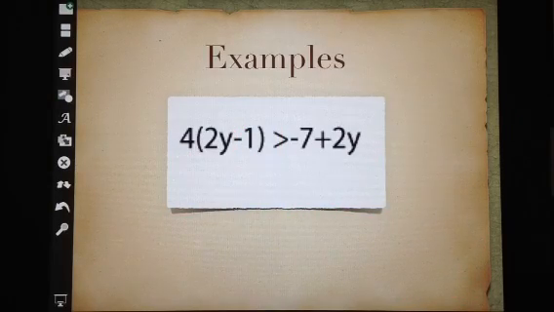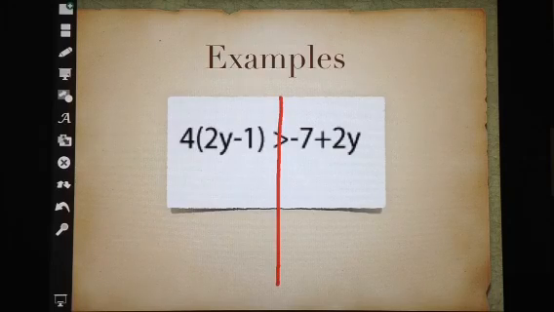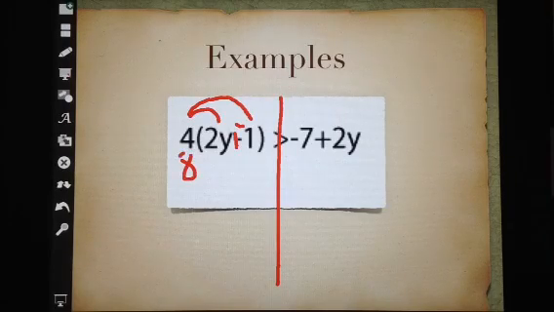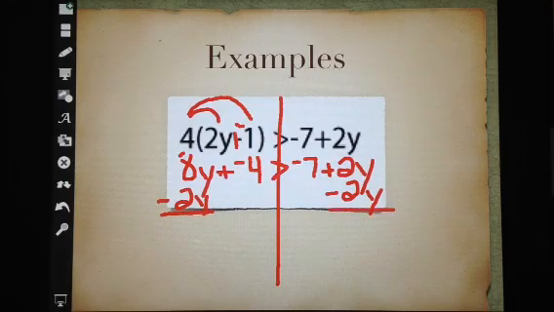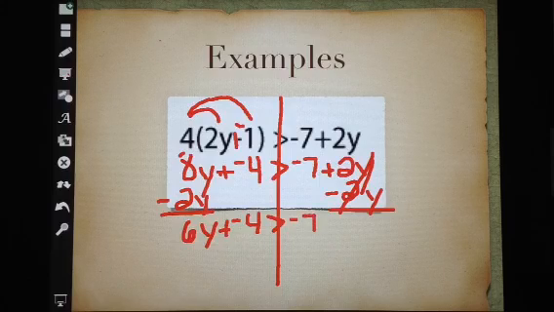Last example I want to talk about. So we draw our line. I can do some change here, and I need to do distributive first. So I have 8y plus, and then 4 times negative 1 is negative 4, greater than negative 7 plus 2y. Now I can bring the variables to the same side. So I'm going to subtract 2y. I'm left with 6y plus negative 4 is greater than negative 7.